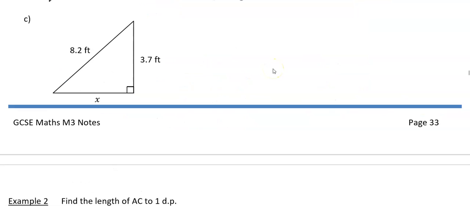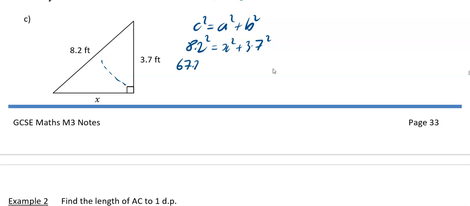Okay, next example. We'll write down our formula, c squared equals a squared plus b squared. So your hypotenuse squared is equal to the sum of the other two sides squared. So in this case, what's my hypotenuse? It is 8.2 feet. I'll just say 8.2 squared is equal to x squared plus 3.7 squared. 8.2 squared is going to work out to be 67.24. I've done that in my calculator, don't worry. And 3.7 squared is 13.69.